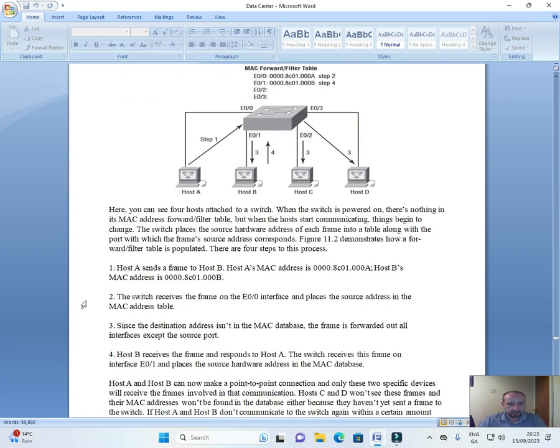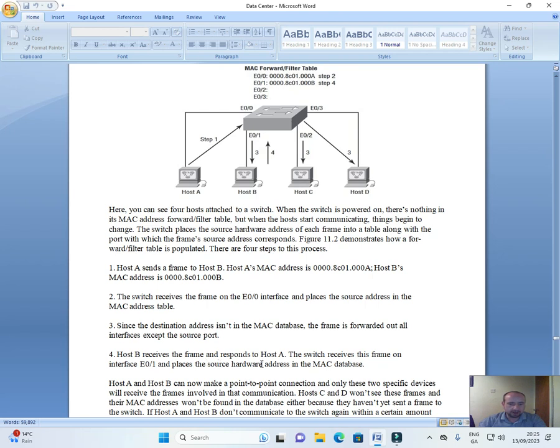There are four steps to this process. 1. Host A sends a frame to host B. Host A's MAC address is 0000.8C01.000A. Host B's MAC address is 0000.8C01.000B. The switch receives the frame on the E0/0 interface and places the source address in the MAC address table. Since the destination address isn't in the MAC database, the frame is forwarded out all interfaces except the source port.